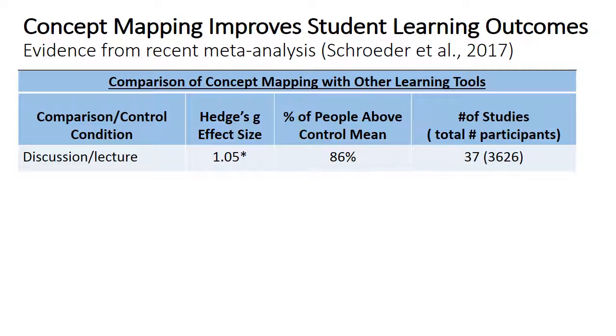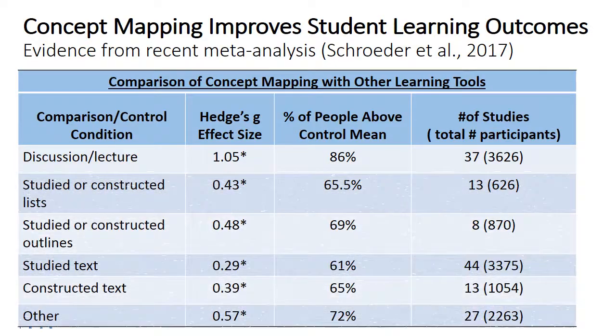This last column is the number of studies. So in this case, this effect size is based on 37 studies, and totaling across the 37 studies, it was over 3,600 students or participants. Okay, so you have a sense of the statistics that I'm showing.